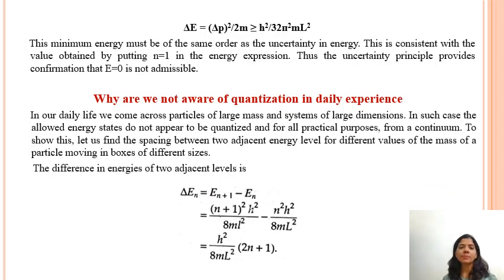So this minimum energy must be of the same order as the uncertainty in energy. This is consistent with the value obtained by putting n equal to 1 in the energy expression. Thus, the uncertainty principle provides confirmation that E equal to 0 is not admissible.